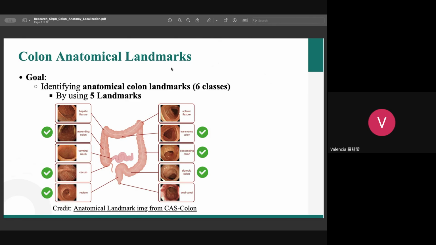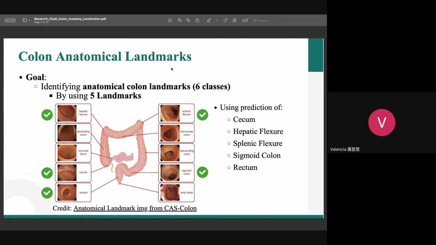But for this part, I want to classify the results as cecum, ascending colon, transverse colon, sigmoid colon, descending colon, and the rectum. To do this, I only use 5 landmarks: the cecum, the hepatic flexure, the splenic flexure, the sigmoid colon, and rectum, for later assigning the segments in the rule-based system.